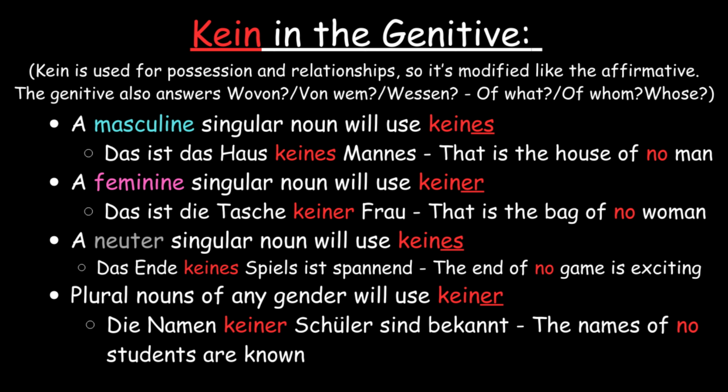Some examples are: Das ist das Haus keines Mannes. Das ist die Tasche keiner Frau. Das Ende keines Spiels ist spannend. Die Namen keiner Schüler sind bekannt. As you can see, the English meaning of kein is no and then a noun. So that's how kein works in the genitive with every gender and number, considering how the case adds s to nouns. In general, this is how kein is used in the cases, but other German negations need to be known.